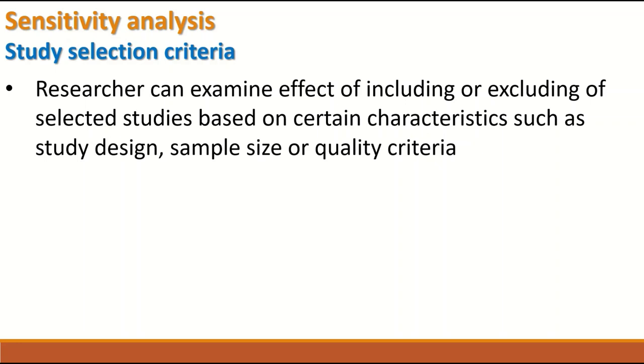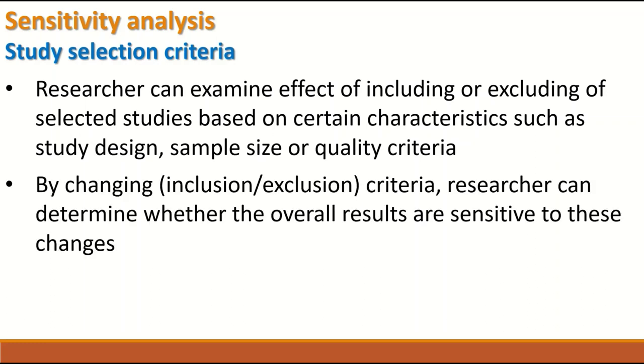So for sensitivity analysis of study selection criteria, the researcher can examine the effect of including or excluding certain specific selected studies. Those studies are selected based on certain specific characteristics such as study design, sample size, or quality criteria. By changing, altering the inclusion and exclusion criteria, the researcher can determine whether the overall results are sensitive to these changes. And that's why it's called sensitivity analysis.